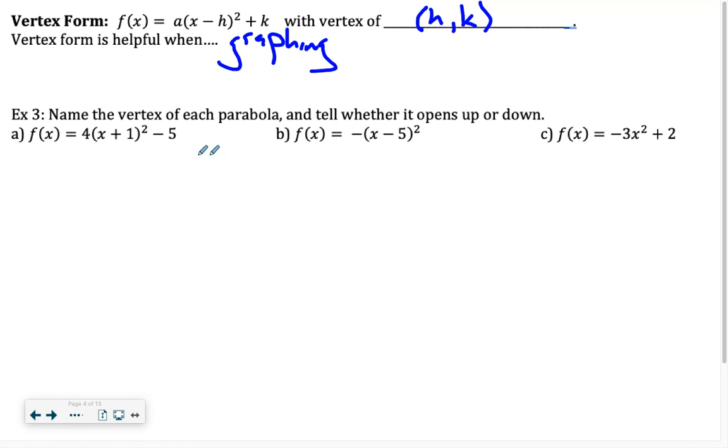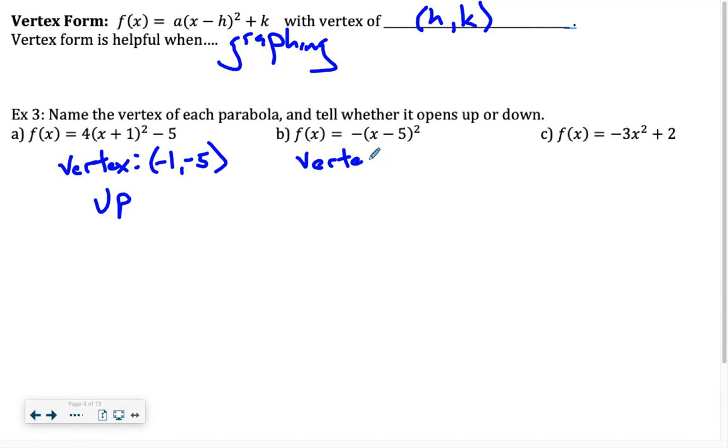So let's just real quickly name the vertex of each of these parabolas and tell whether it opens up or down. So if I'm looking at this form, x minus h squared plus k, the vertex in this case is going to be the point (-1, -5). And we can also think about that in terms of our shifts, right? If I have a +1 on the inside, that means I'm going to the left 1, right? So the vertex would be (-1, -5).